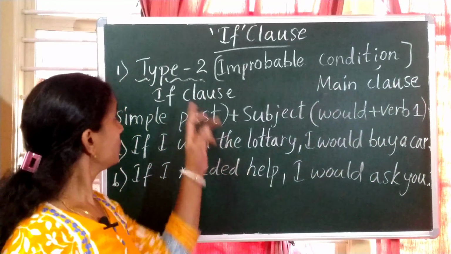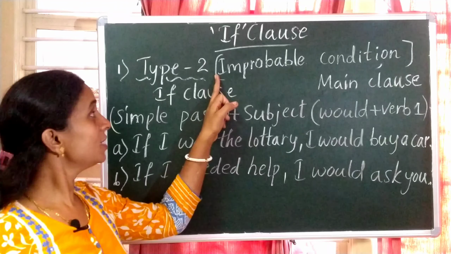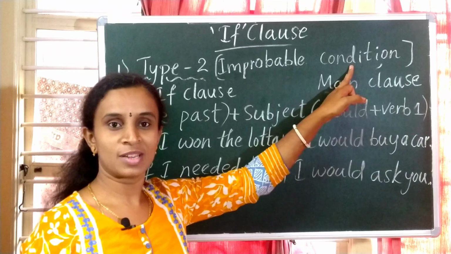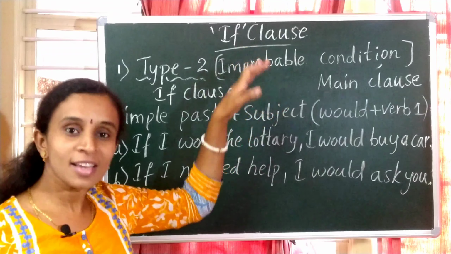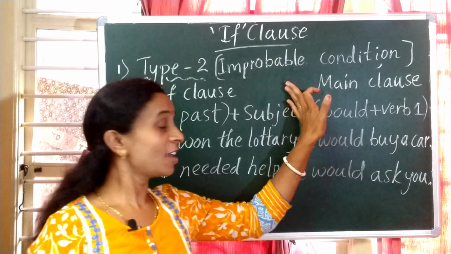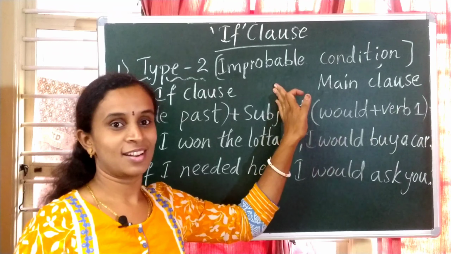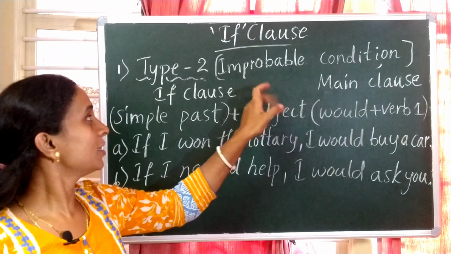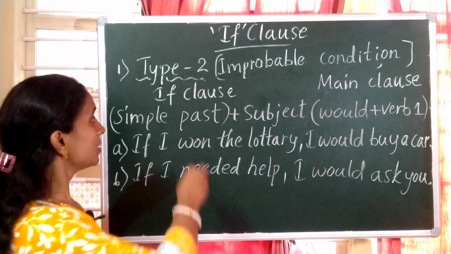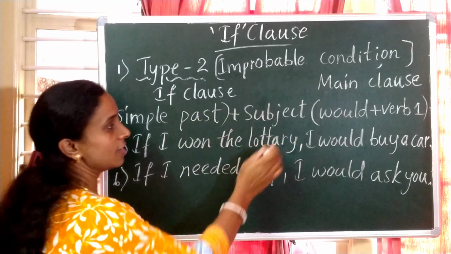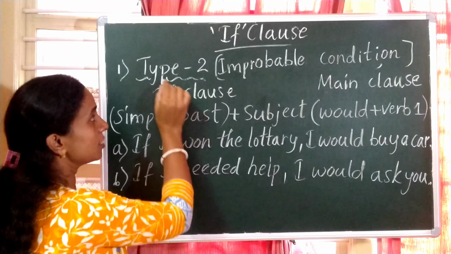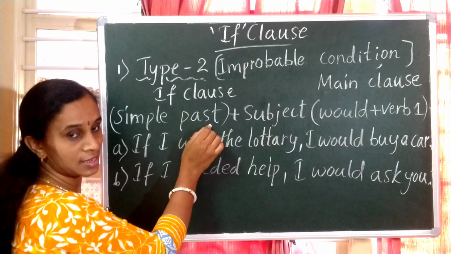Okay. See here, in type 2, this is improbable condition. Improbable condition means it is theoretically possible, not practically. Like when we say something impossible. For example, here also we have the if clause and the main clause. In type 2, the if clause is in simple past tense.